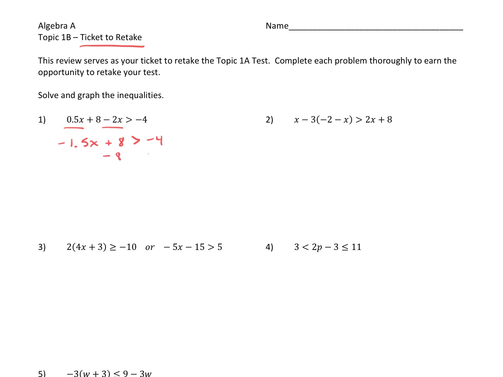We always start by subtracting, taking care of any of that addition or subtraction. So 8 minus 8 is 0. Negative 1.5x is greater than negative 4 minus 8 is a negative 12. Our last step is going to be to divide by this negative 1.5. Now, anytime that you divide by a negative number, so right here we divided by a negative number, that is going to flip your inequality.